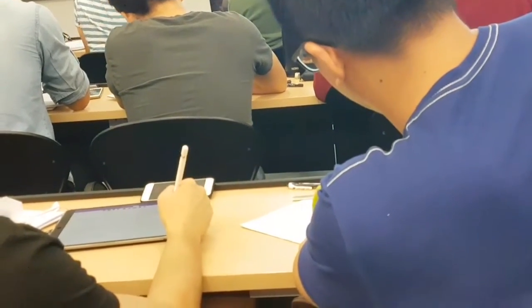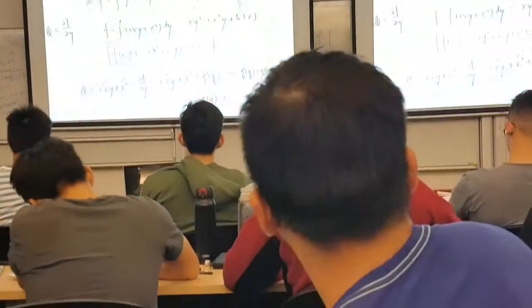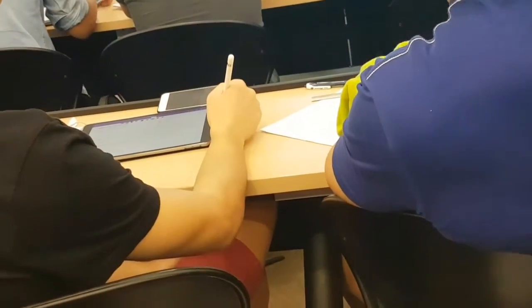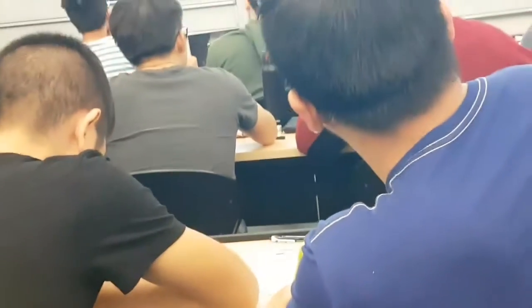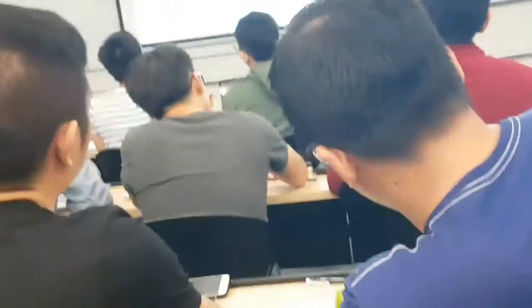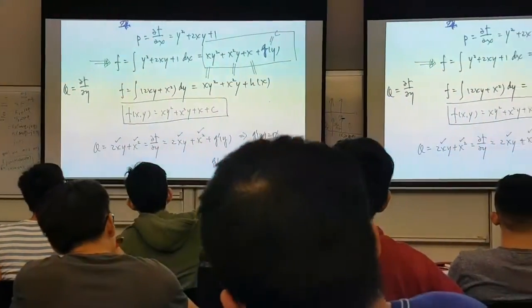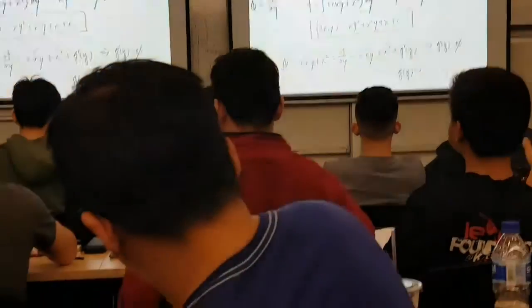If g prime y is equal to 0, then g(y) is going to be equal to a constant. If g(y) is equal to a constant, that means this parent function is correct. This parent function is correct to say that with this function of y, we can go back and say that the parent function is indeed equal to xy squared plus x squared y plus x plus a constant.